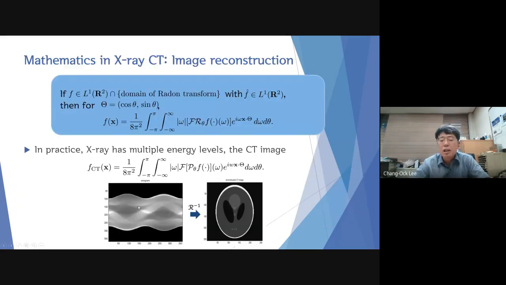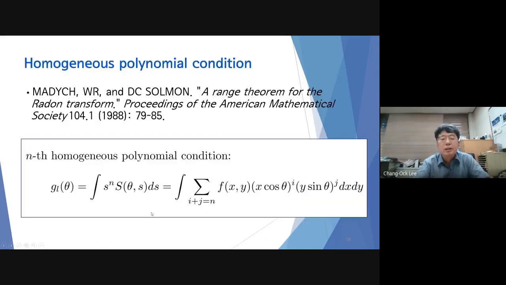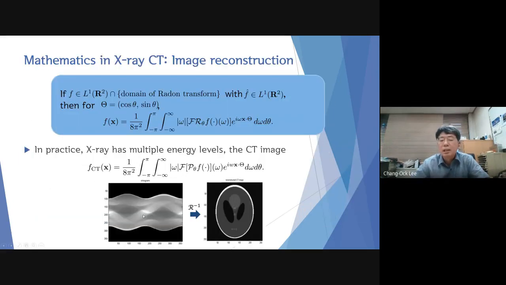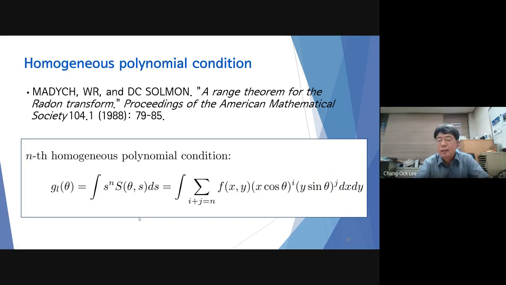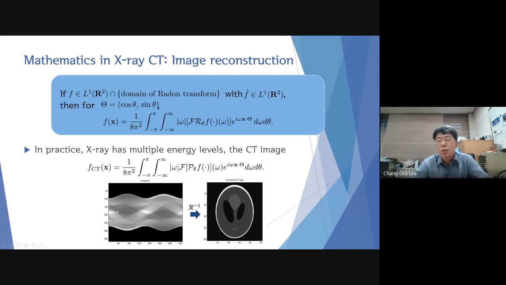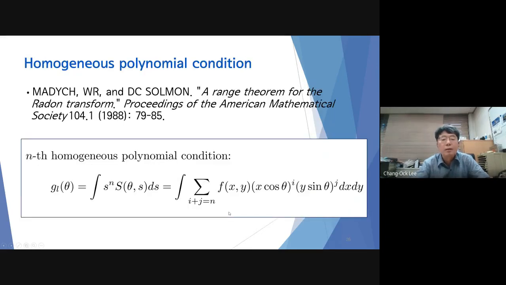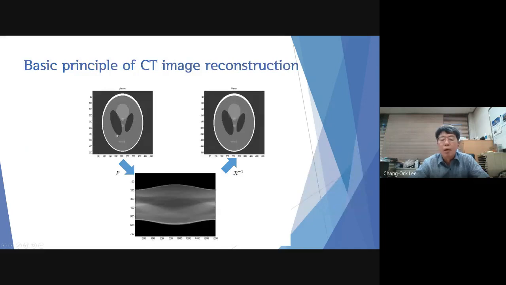That means this is sinogram data from multiple energy X-rays. This does not satisfy the homogeneous polynomial condition. That means this is not in the range of the Radon transform with single energy. But even though this is not in the range of the Radon transform, we use the Radon inverse formula and we obtain this image. From the object, we obtain multiple energy X-ray data, and we take the inversion of the Radon transform. And if the object consists of biological tissues, then those two are almost the same.